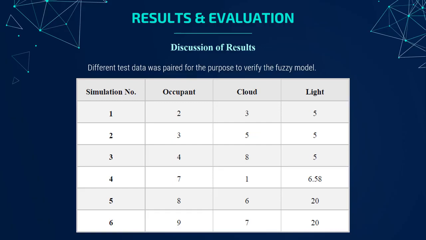When the test result outputs are analyzed, we can see that the output light value of simulation 1 to simulation 4 does not exceed 10, while the output light value of simulation 5 and 6 are 20. This means that simulation 5 and simulation 6 fulfill the requirement of this simulation tool to switch on the light. When the input value of occupants is more than 5 and the input value of cloud exceeds 5, the output value of light can only reach 19.9, which is the minimum value for the light to switch on.